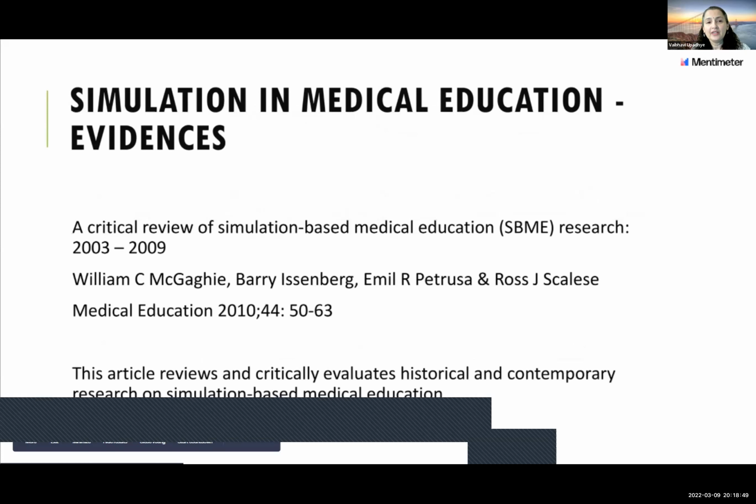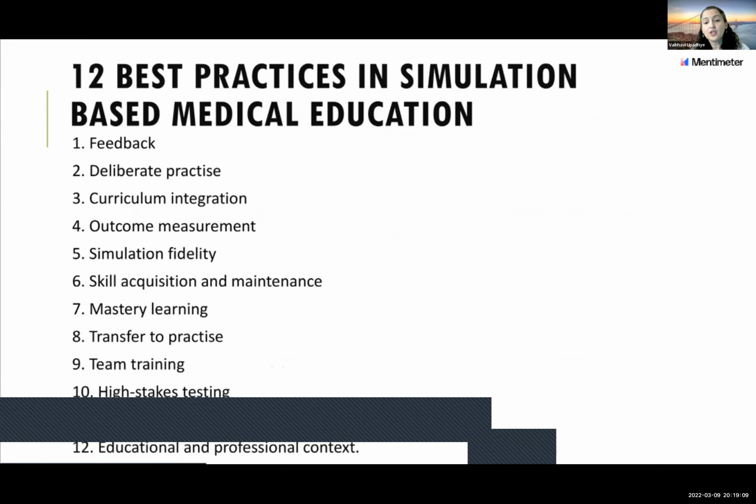Okay, so what is the evidence? Simulation in medical education has a critical review done by William McGaghie, and this article beautifully evaluates the historical and contemporary research on simulation-based medical education. It does show 12 best practices. These are the 12 best practices that would be used when we use simulation-based medical education. 1 is, how do we give feedback? Do we do deliberate practice, and finally we reach a stage where we are competent and maybe even a master?